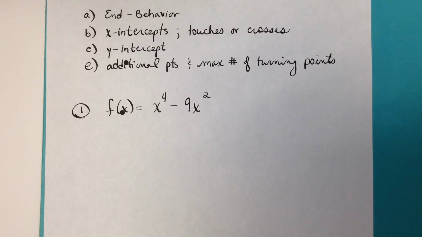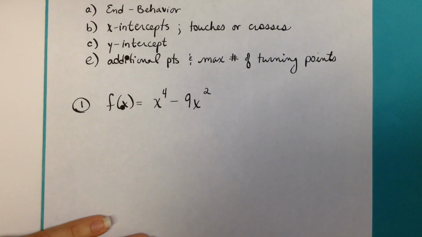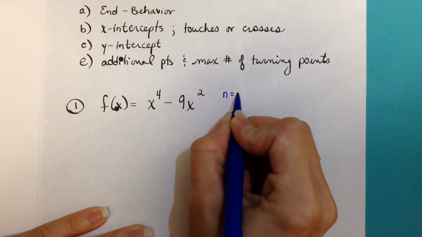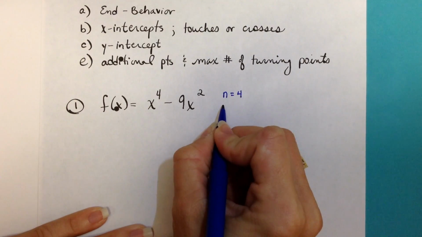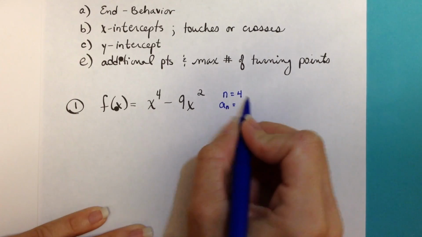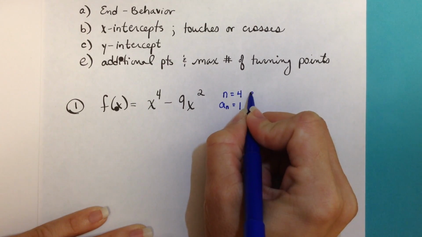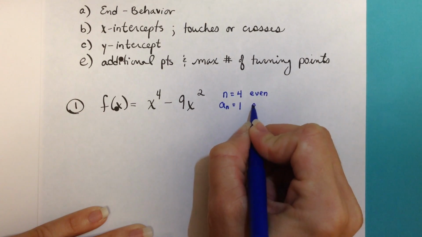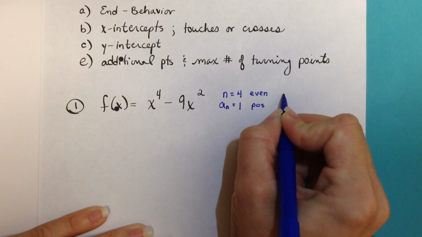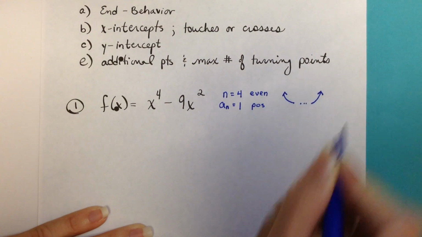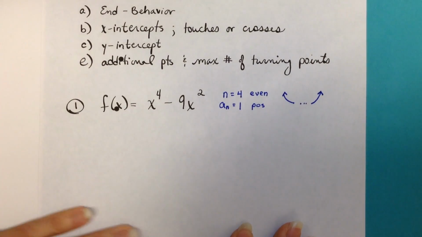So first of all, we're going to do end behavior. So going back to using the same rules that we did earlier, your largest exponent, your n, is 4. Your leading coefficient, in this case, is an understood 1. So since this is even and this is positive, then I know that both ends of my graph are going to go up. So that would be A part.